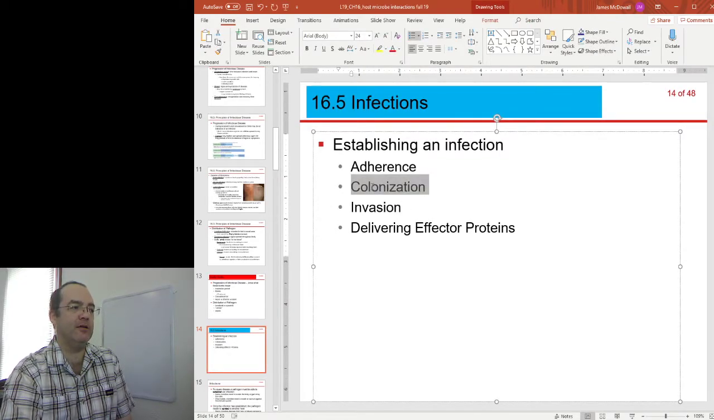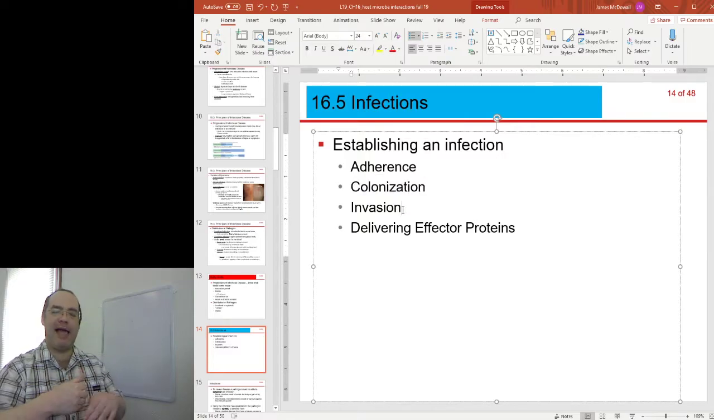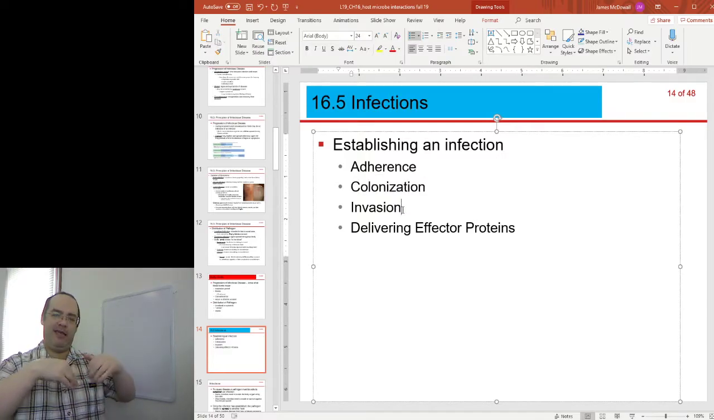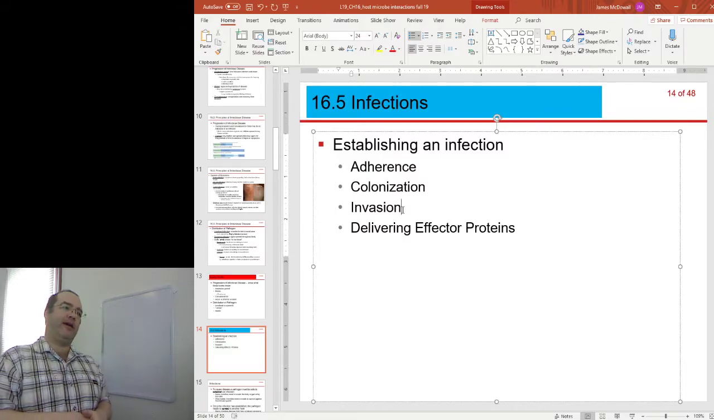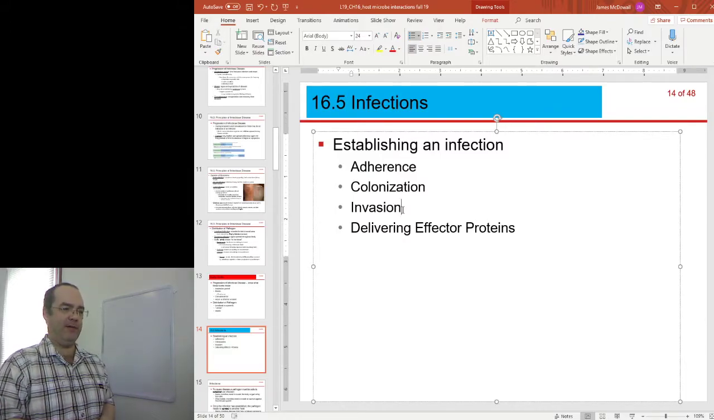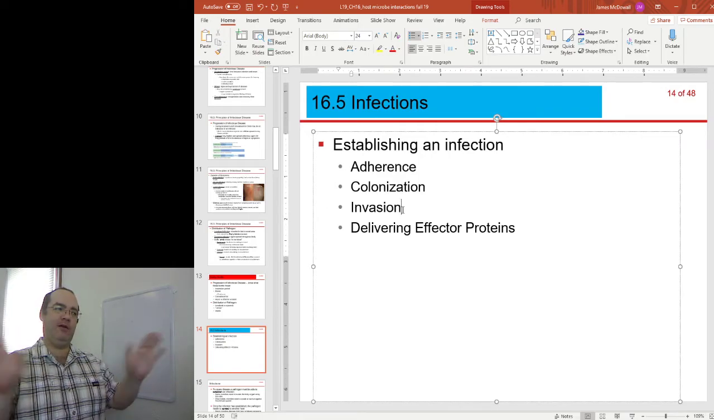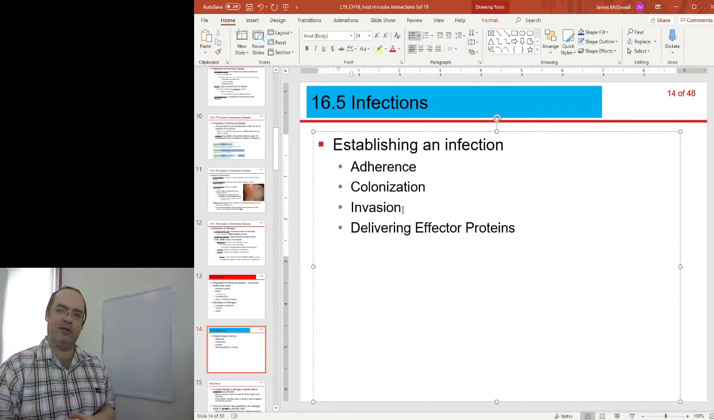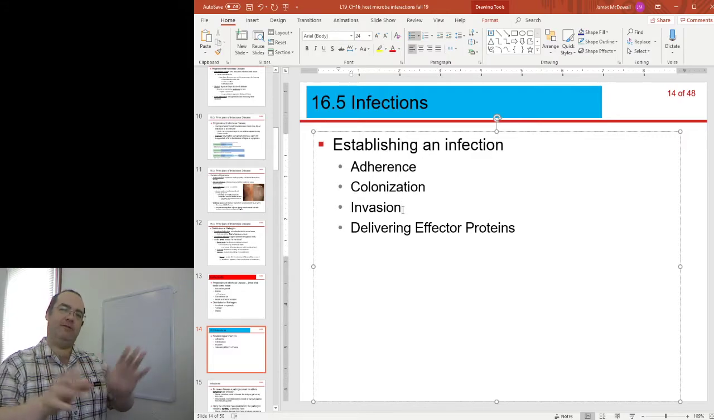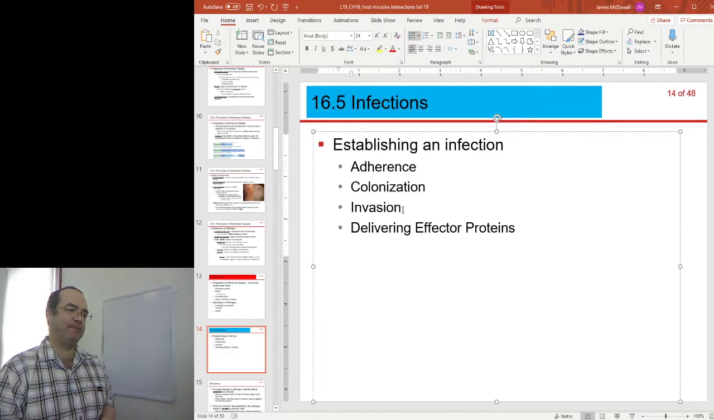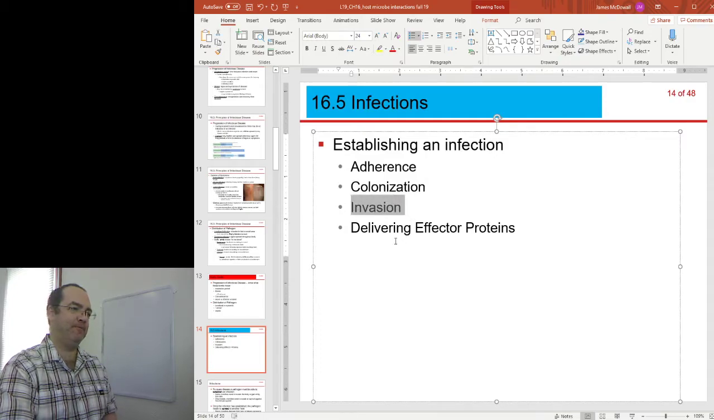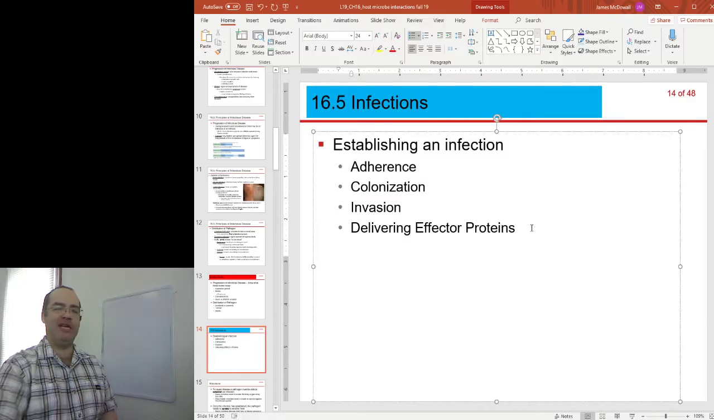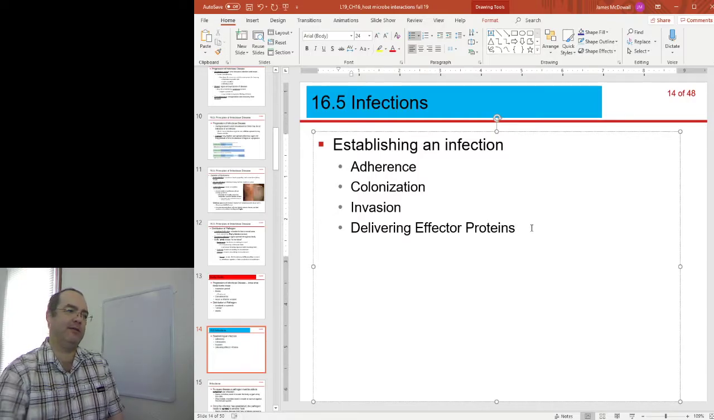Many bacteria are then outside of cells. They're in the body. They need to grow. They need to colonize the body, because they need to grow to those numbers that could then launch their attack. We'll look at how bacteria invade the body, and we'll look at how bacteria can manipulate our cells.